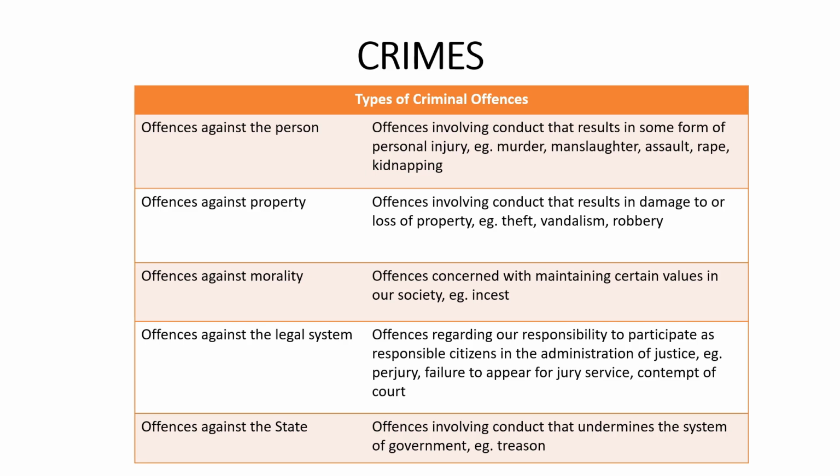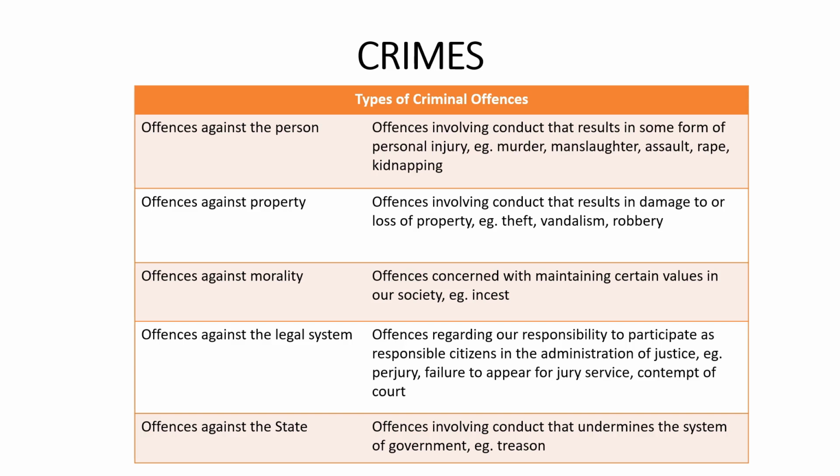Another offence against the legal system is failure to appear for jury service. If you are 18 or over and are an Australian citizen, then you must be included on the Victorian electoral roll, and anyone who is on the Victorian electoral roll can be called up to serve in a jury. If you do not attend for jury service when you are required to, then that is an offence. The final example I've given of an offence against the legal system is the offence of contempt of court. Contempt of court occurs where a person refuses to obey a court order.